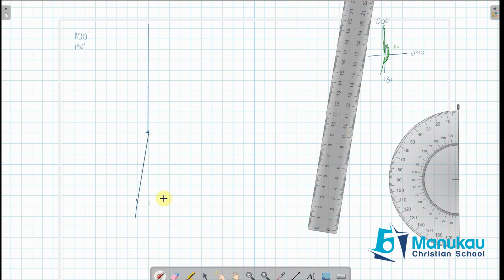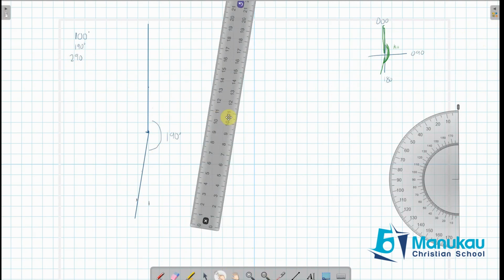a 190 degree bearing. 190 degrees. What if we wanted to do a bearing of, say, 290 degrees? Okay, well, let's go back to our wee diagram over here again on the right hand side of our page. We know that this is 270 here. So we know that 290 is going to be up here somewhere.